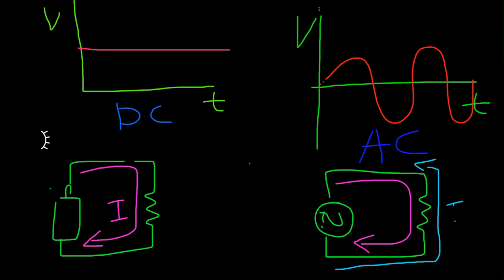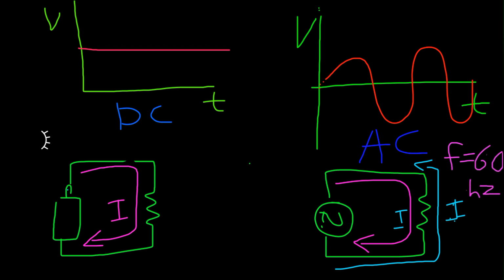So in AC, the number of times the current reverses its direction in 1 second is 60 times. So the frequency in AC is 60 Hz. These are the main differences between DC current and AC current.